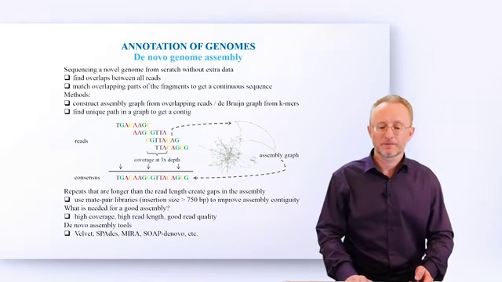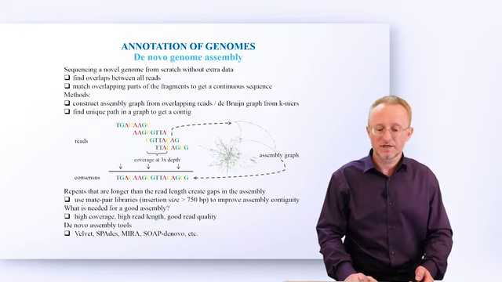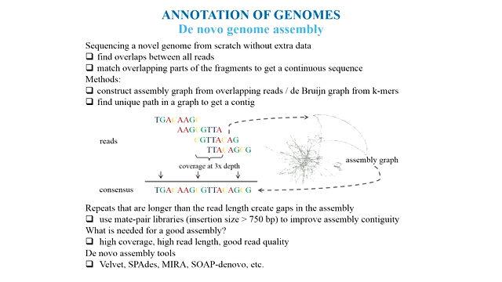Another approach is de novo genome assembly. This approach is aimed to assemble a new genome from scratch, without extra data and prior knowledge. The first step of the de novo genome assembly is to build an assembly graph from overlapping reads, or alternatively, a de Bruijn graph from read-derived k-mers.